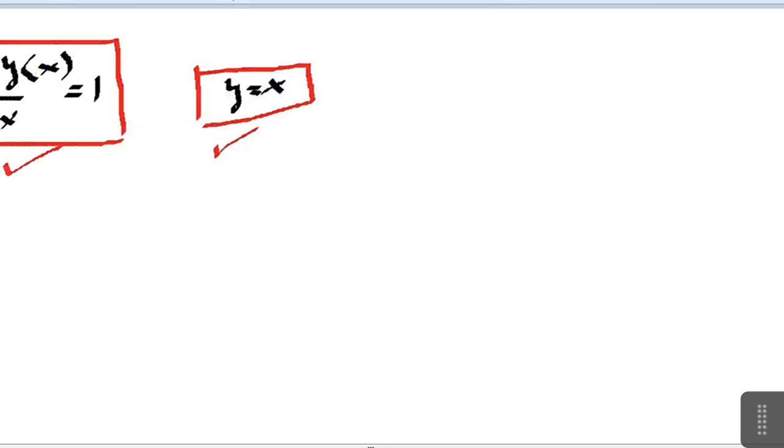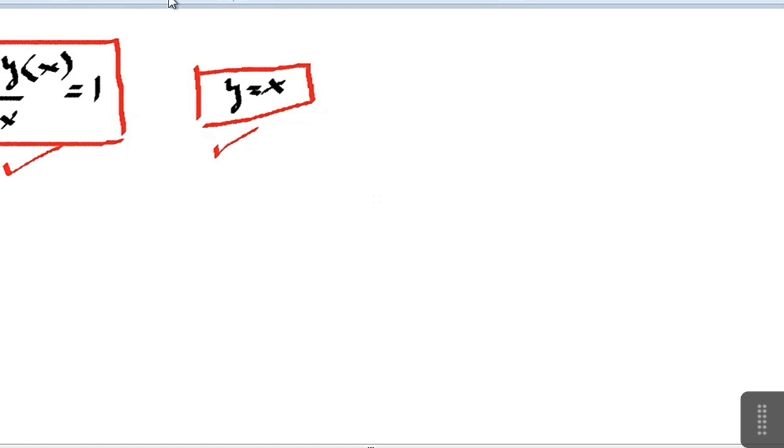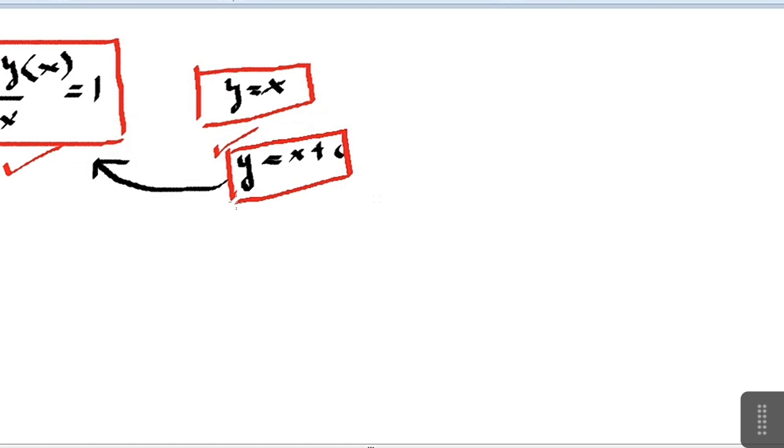Now we got y equals x plus c. Now let us see if y equals x plus c satisfies this equation. Okay, let me write it here. So y equals x plus c. Okay, so put this function here, and let us see if we differentiate, we get 1. Yes, because d by dx of any constant is 0. So what we understand is this is also a solution of this differential equation.